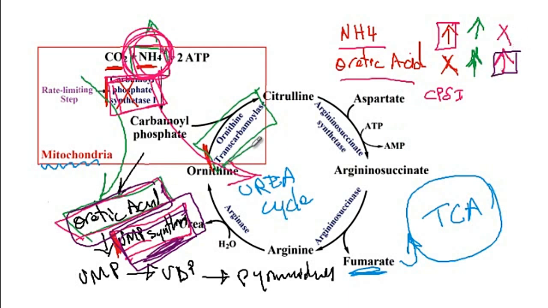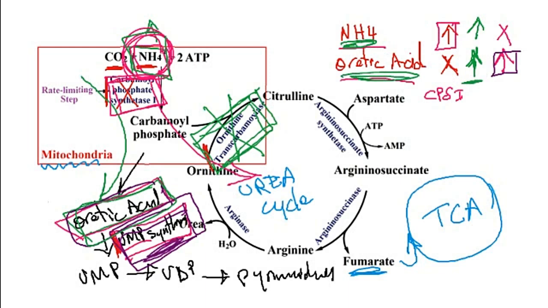And then finally, we have ornithine transcarbamylase, which is in between the two reactions. So deficiency of this enzyme will cause an increase of both NH4 as well as orotic acid. So deficiency of ornithine transcarbamylase increases both NH4 and orotic acid.